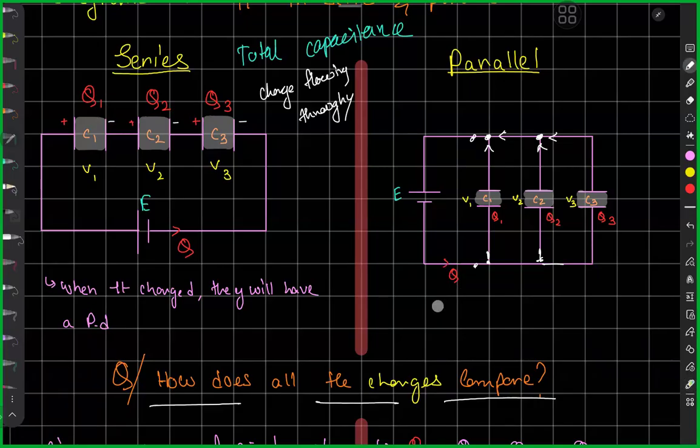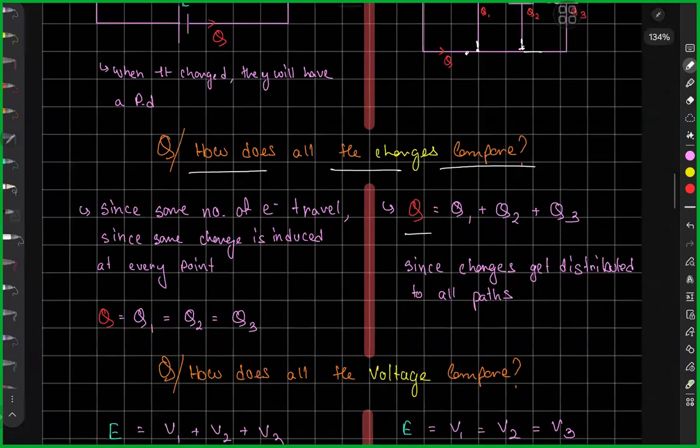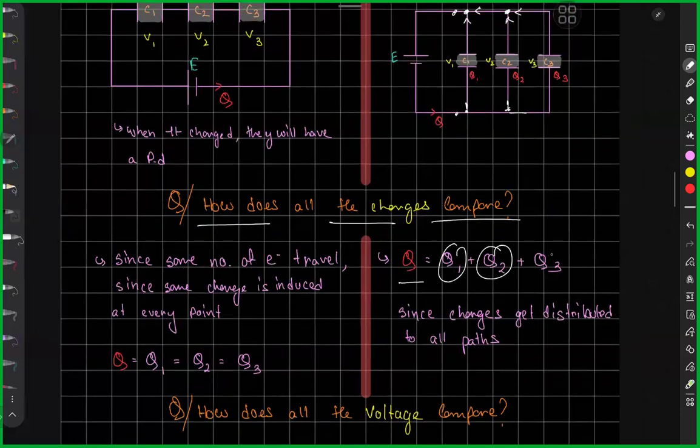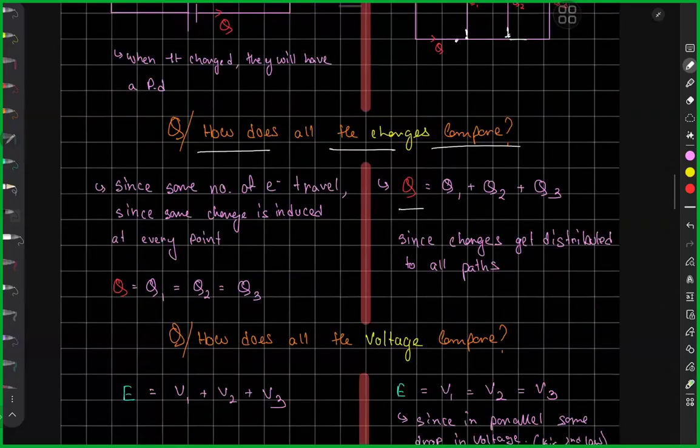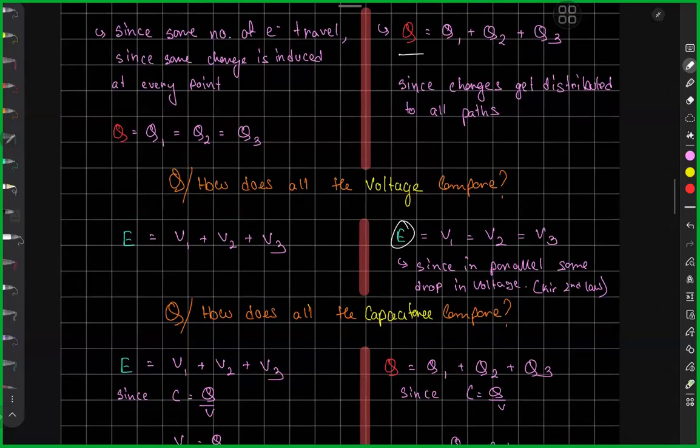Let's move on. So Q is equal to the sum of all the currents because they get divided as they proceed through the circuit. Next, what happens to EMF? It is equal to V1, V2, and V3. Same EMF across all the capacitors.